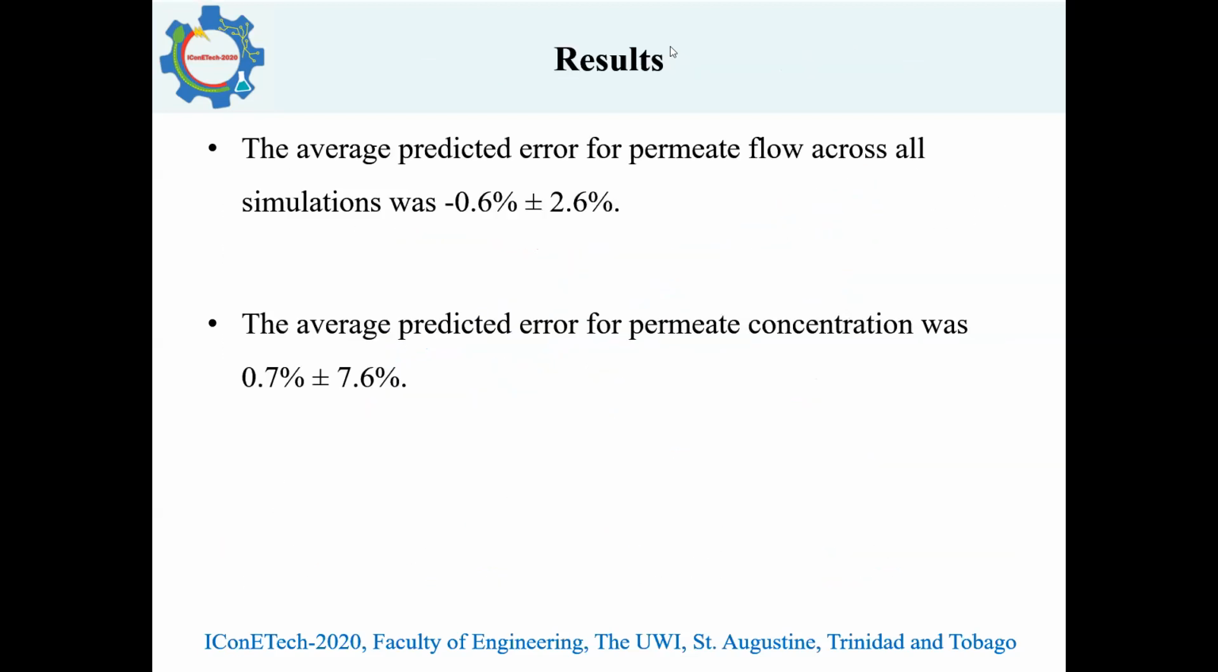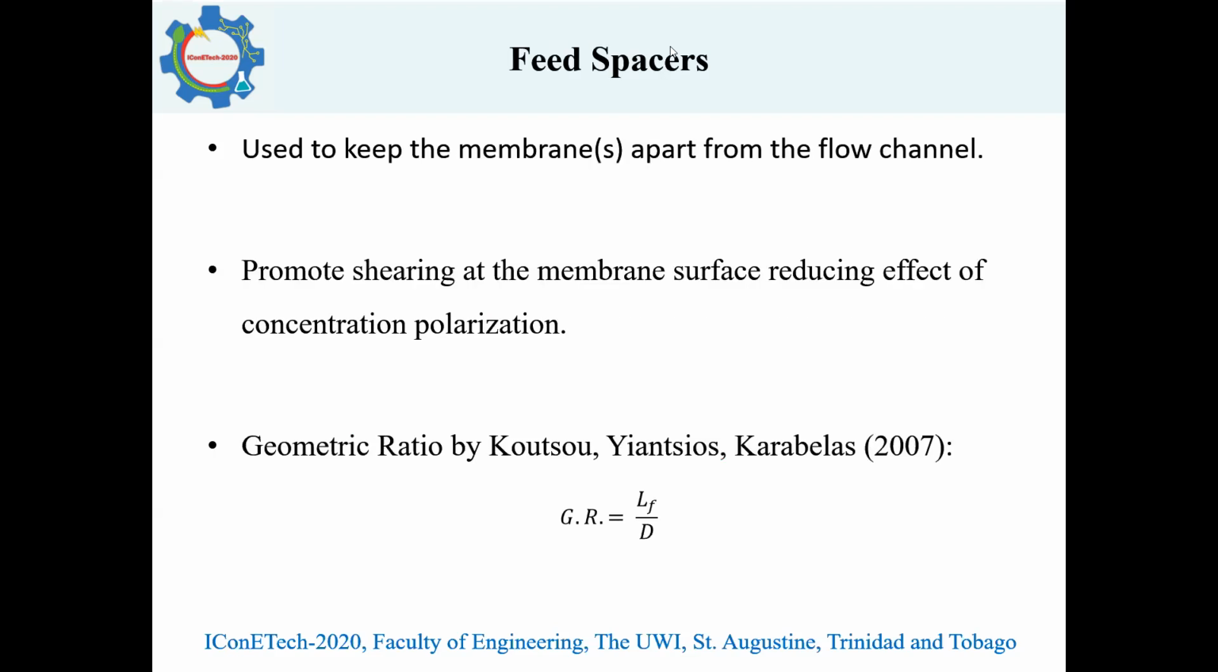All right. And the takeaway from this was that, based on our simulations, the average error was -0.6 plus or minus 2.6, and the average predicted error for concentration was 0.7% plus or minus 7.6%. These were done at 95% confidence intervals.